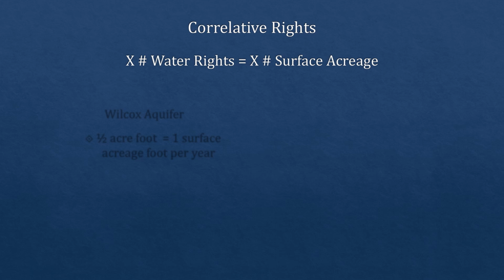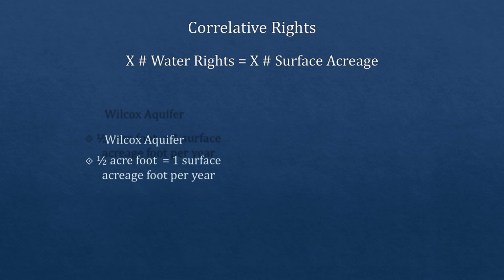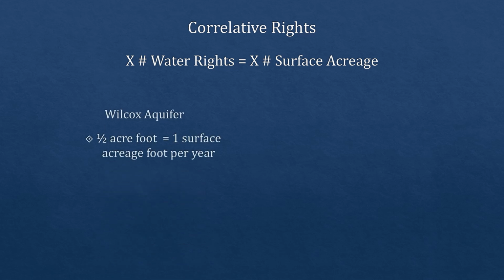In our district, for the Wilcox Aquifer water rights, they are linearly correlated to the surface acreage above, allocating half an acre-foot per surface acre owned. For the Carrizo Aquifer, the same doctrine applies. Groundwater rights are allocated proportionally by calculating the saturated thickness of the sands below the surface acreage above.